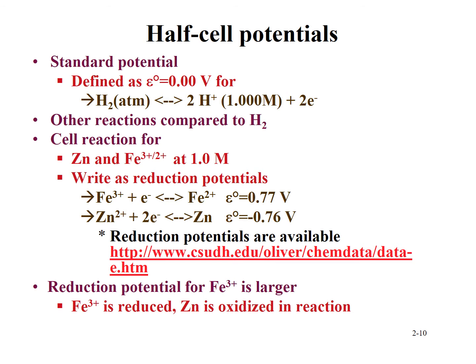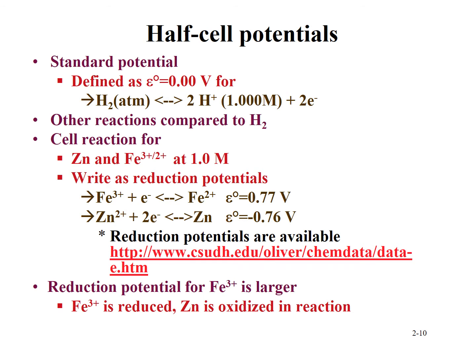So, for instance, if we have a cell with zinc and an iron 3 to iron 2 couple at 1 molar, we can evaluate what will occur, what element will oxidize, what will reduce, and what will be the overall potential. If we look at the standard reduction potentials, we see that iron 3 to iron 2 is 0.77 volts, and zinc 2 to zinc is negative 0.76 volts.